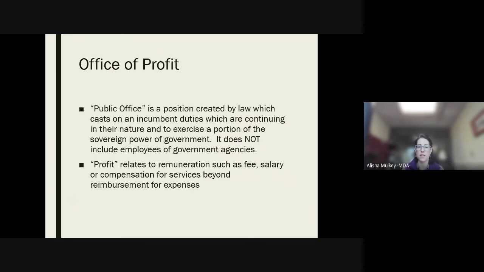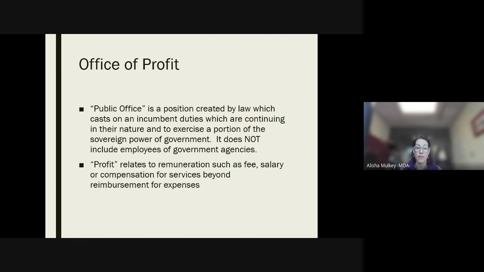Again, we've said this, that the board supervisor cannot hold two offices of profit. So it's important for folks to understand that definition within the state of Maryland. So it has two components. First, of being a public office. So this is a position created by law, which casts on incumbent duties that are continuing in their nature, which again is a board supervisor meeting monthly and carrying on the business of the district. And you are charged to exercise a portion of the powers of state government. We're going to talk about those powers of the districts in another chapter. But again, you're acting as essentially a public official, acting on behalf of the districts. But it does not include employees of government agencies as considered in the definition of public office.